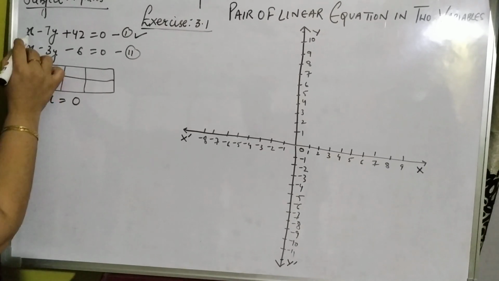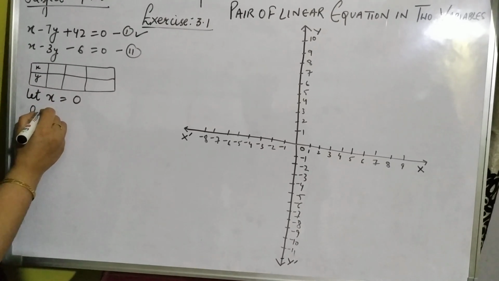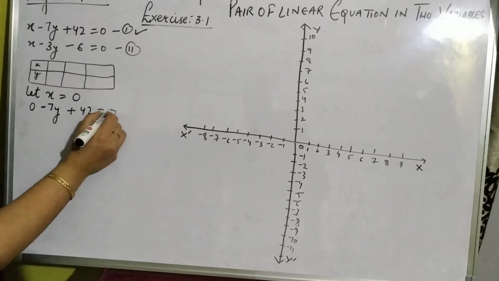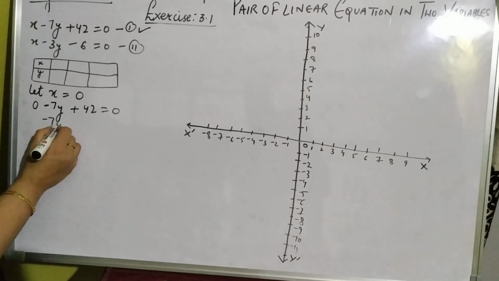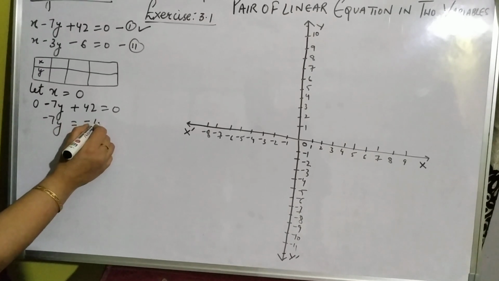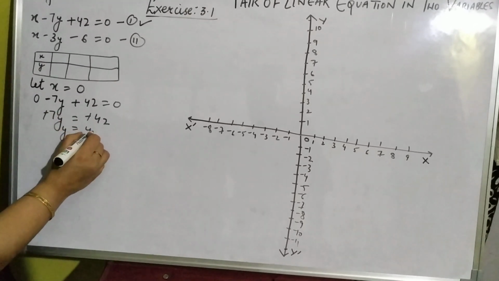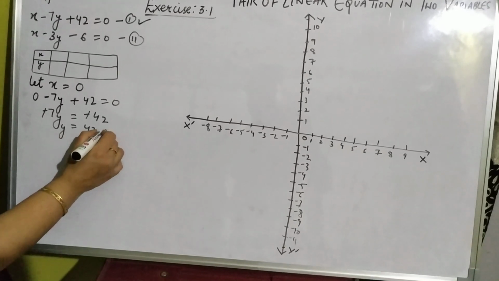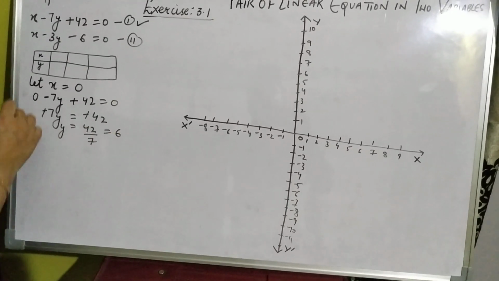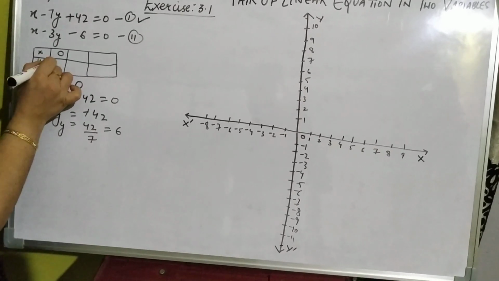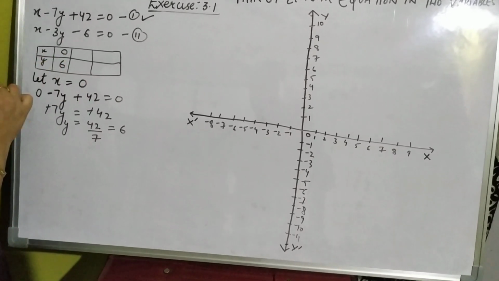Then put the value of x here: 0 minus 7y plus 42 is equal to 0. Minus 7y is equal to minus 42. Minus minus cancel. y is equal to 42 upon 7, which is equal to 6. It means if you put the value of x is equal to 0, the value of y comes 6.